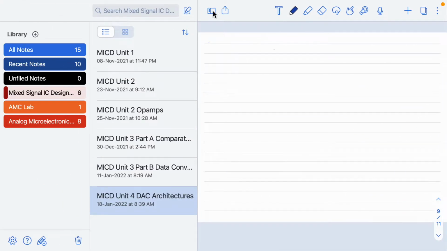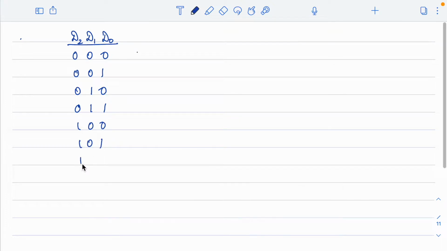For each of the possible digital input codes, that means if I write the digital input code as D2, D1, D0, it varies from 0, 0, 0 to 1, 1, 1. Yeah, these are the 8 different digital input word combinations. For every digital input word, we should find the analog output voltage, right?